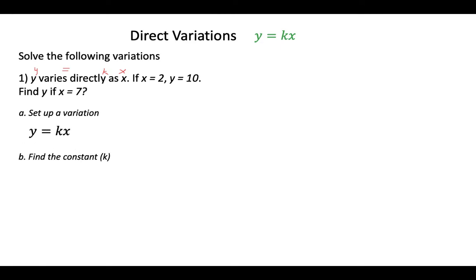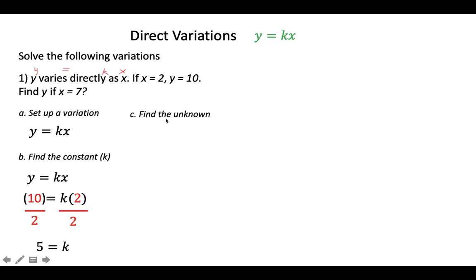Next step, we find this k using the same variation, y = kx. Since y and x are available in our first set of givens, wherein x is 2 and y is 10, we substitute x = 2, y = 10 to find the value of k. To isolate k, divide both sides by 2. 2 divided by 2 is 1, 1 times k is k, and 10 divided by 2 is 5. So our constant k is 5.